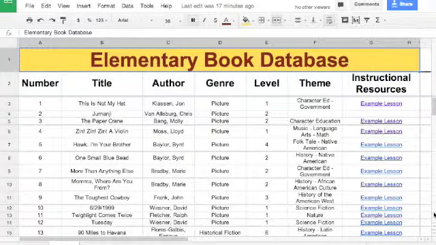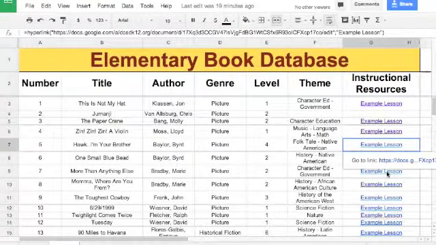What I think is really neat about my book database, in addition to it being able to be added onto and edited by colleagues, so that the database can grow more rapidly and be drawing from a larger body of knowledge that's represented by all the colleagues at a school, is the other thing: in the instructional resources column, you can see that we have hyperlinked text that would then take us to example lessons.